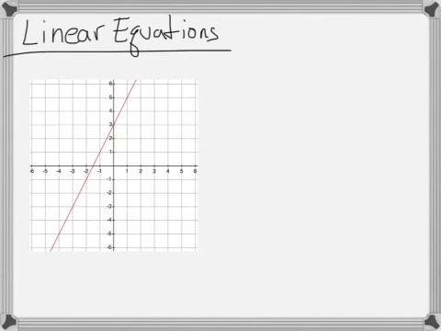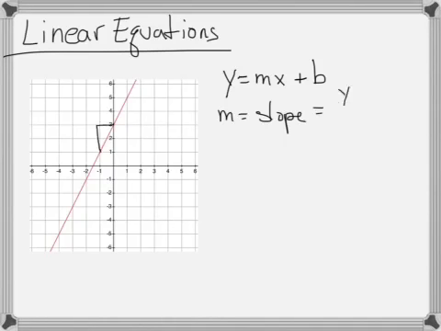Linear equations are functions of degree 1, and they have the general form that is sometimes called slope-intercept form of y equals mx plus b, where m is the slope, which we also learned as the rise over the run. You can calculate this by taking your y2 minus your y1 and dividing it by your x2 minus your x1 whenever you're calculating the slope between 2 points.